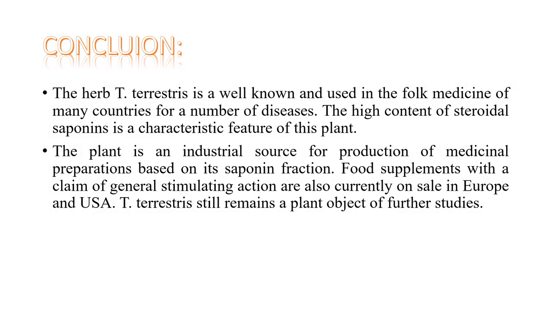And in this slide, I am telling about the conclusion. The herb Tribulus terrestris is well known and used in the folk medicine of many countries for a number of diseases. The high content of saponin is a characteristic feature of this plant that is used in the formation of folk medicine. The plant is an industrial source of production of medicinal preparations based on its saponin fraction.